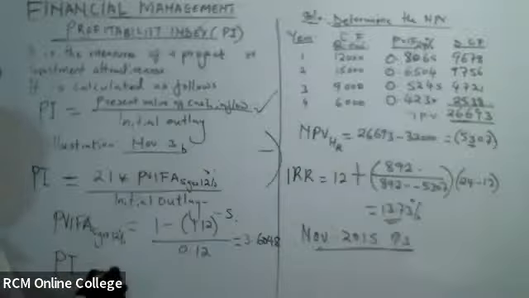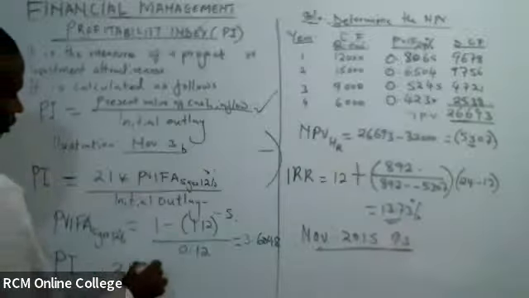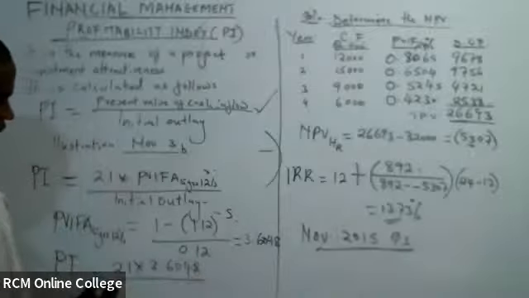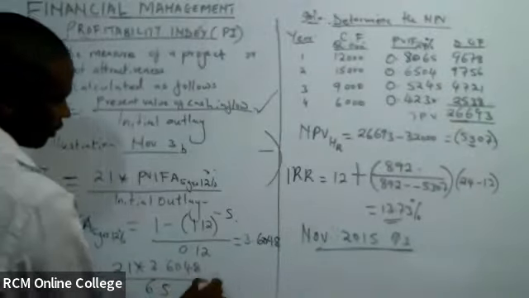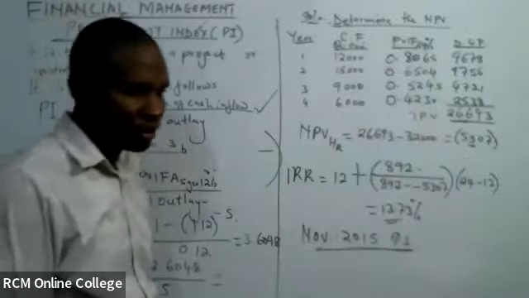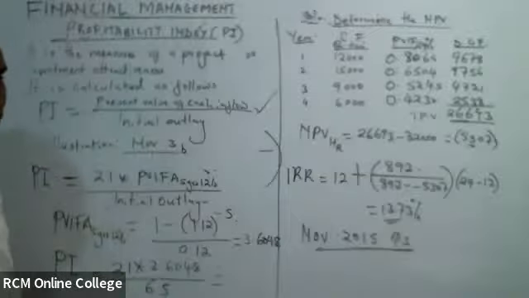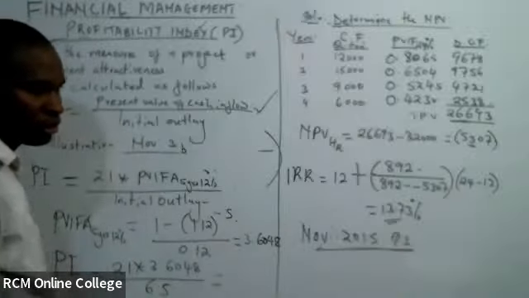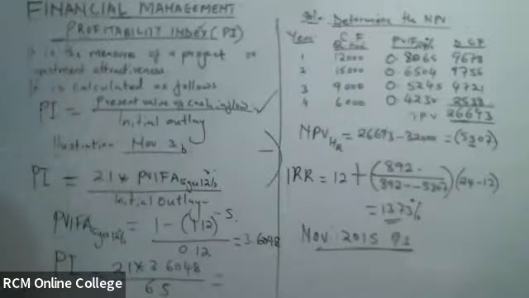PI will be given by 21 times 3.6048 divided by 65. Just get the PI and we are done with that. 3.04. Just check or use the table.